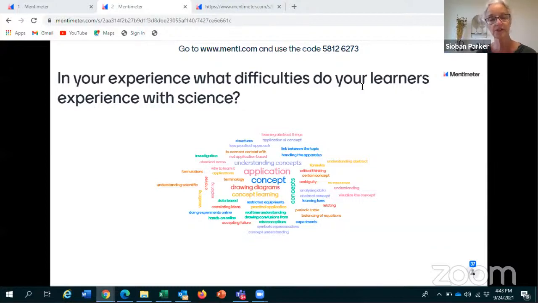Okay, formulations. Again, it's not so much a focus at primary. Yes, we start talking about formulas in lower secondary, but we are laying the foundations all the time.